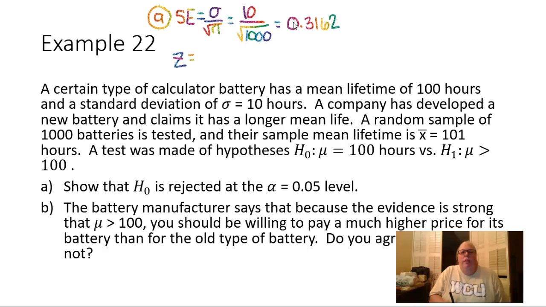To get our test statistic Z, we take the sample mean, which they gave me to be 101, and subtract mu0, which we can find in our null hypothesis, so that's 100. Then we divide that by the standard error that we just found, 0.3162. Let's put this in the calculator, and if we round to 2 decimal places, this is giving me 3.16.